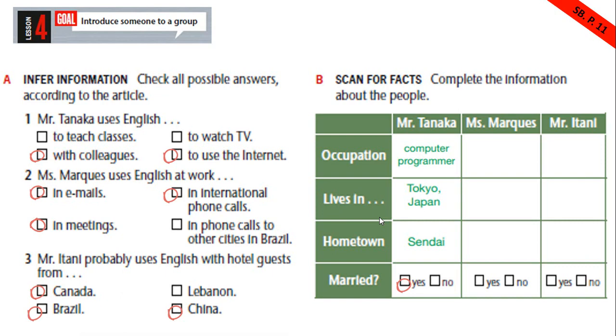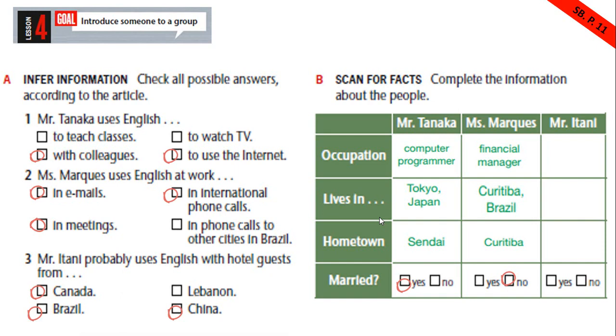What about Ms. Marcus? Okay, job or occupation. That's right. Where is she from? Excellent. What is her hometown? Very good. Is she married? Think quickly. No, yes. Do you remember when we said she is living with her parents? ما زالت تعيش مع والديها. Okay. The last person.